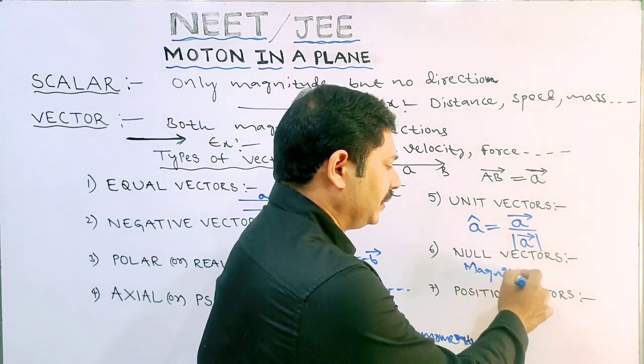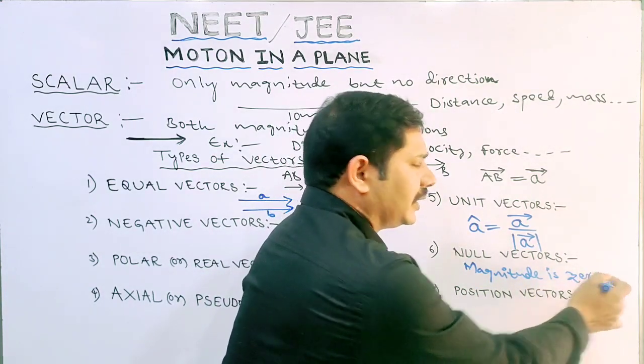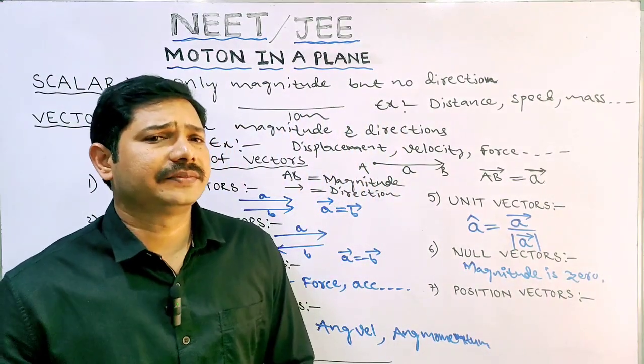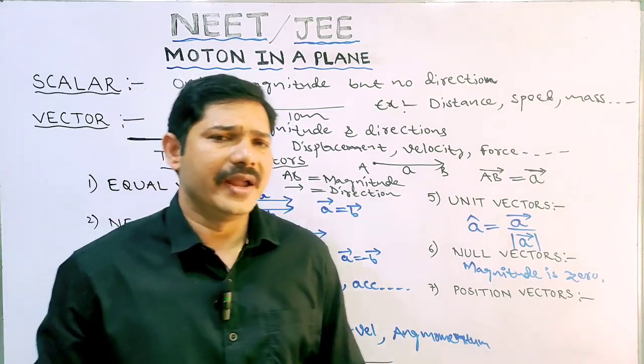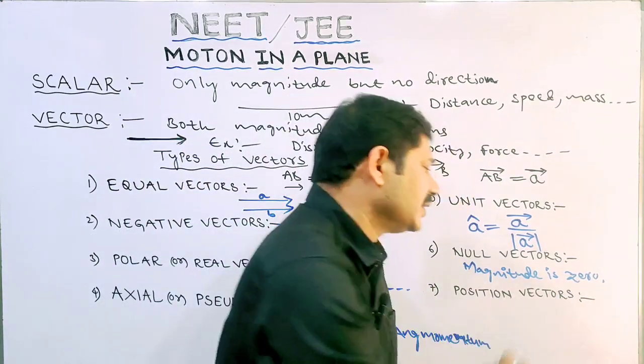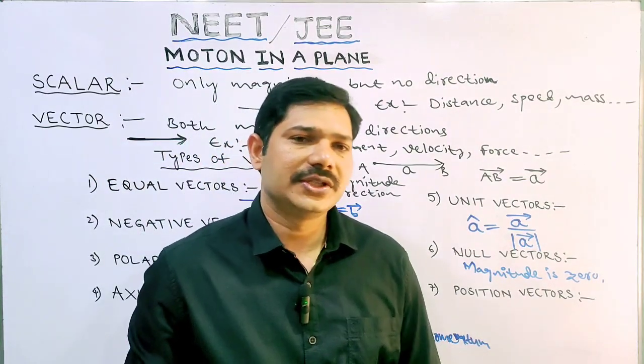Magnitude is 0. So the direction is indeterminate. There is no initial point and final point, both are the same. Direction is indeterminate. Okay, so that is called a null vector or zero vector. Another name is also there, zero vector.